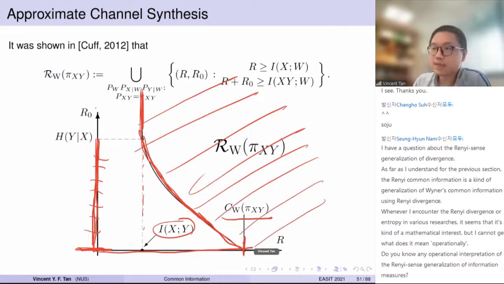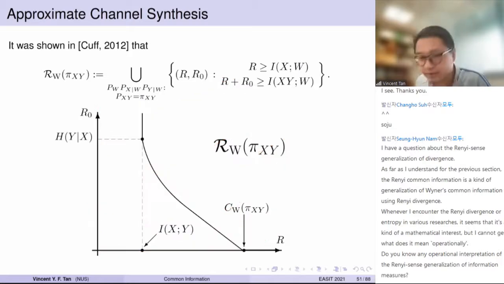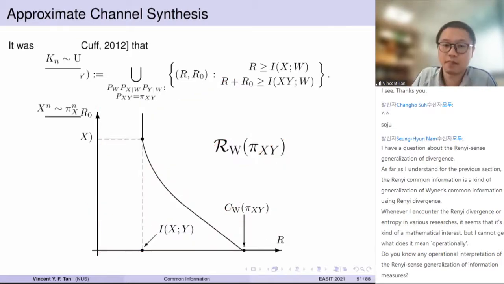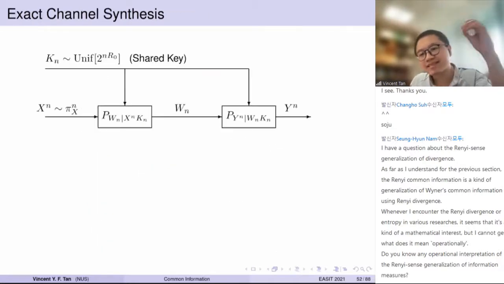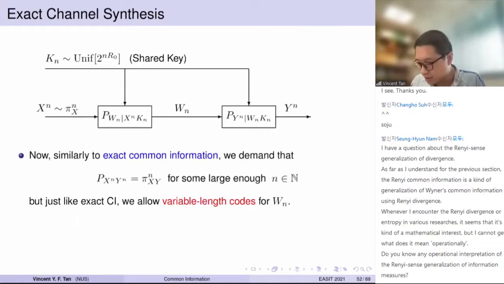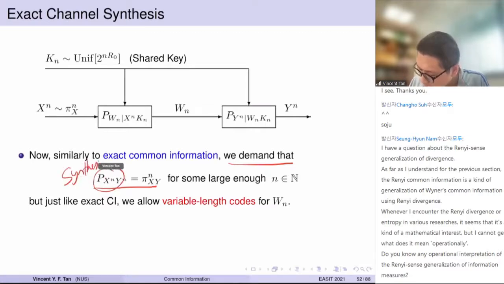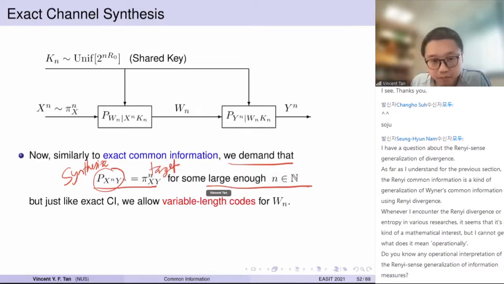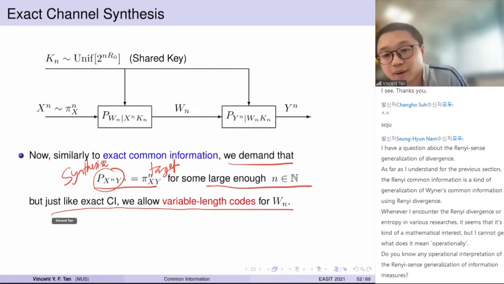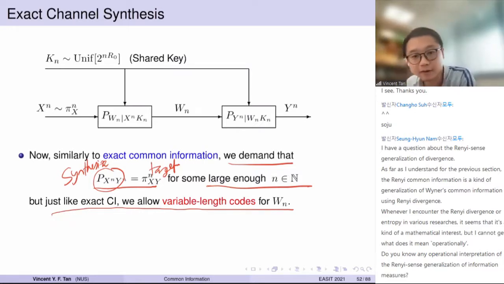Okay, so that's the classical theory. That is a generalization of Wyner to the case where we have some shared randomness between the terminals. How about exact channel synthesis? In exact channel synthesis, just like before, we demand that this joint distribution is the same as the target for some large enough n. And just like exact common information, we allow for variable length codes. If we don't allow for variable length codes, all bets are off and we cannot do anything.